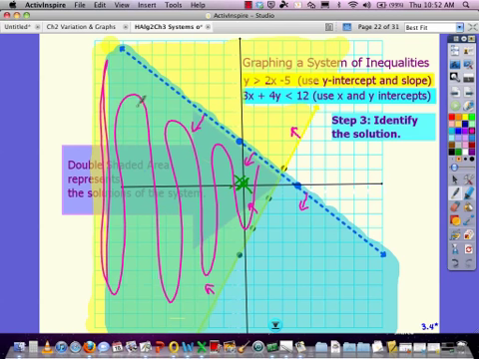So that's what we're going to do. Two equations, inequalities, leading up to our last section that's coming up. So that's all there is. Happy shading.